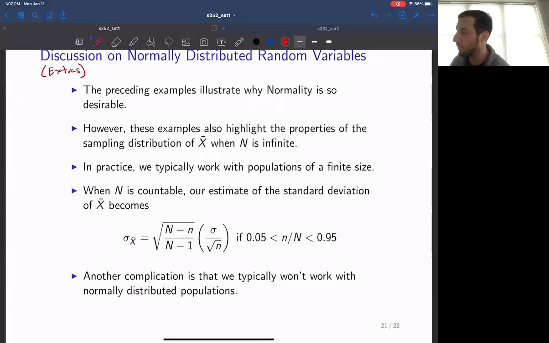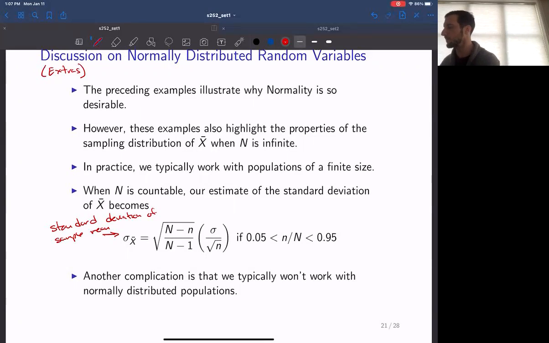So the equation on slide 21 here shows the standard deviation of the sample mean. Okay, this is the adjusted standard deviation of the sample mean to account for finite population size. So again, just a little bit of an extra: in different situations, we make different compensations depending on what we are working with.